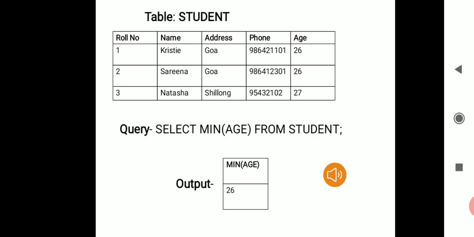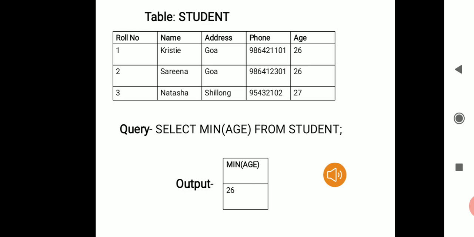See the query in this slide. The query says select mean of A's from student followed by semicolon. So what does this query mean? This query is going to list the minimum A's from the table named student.